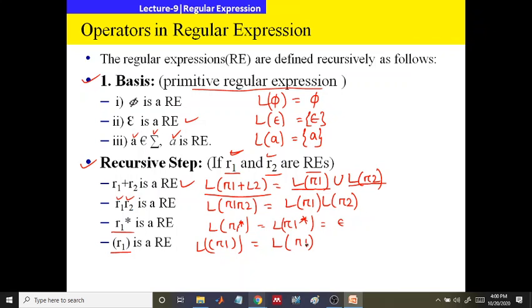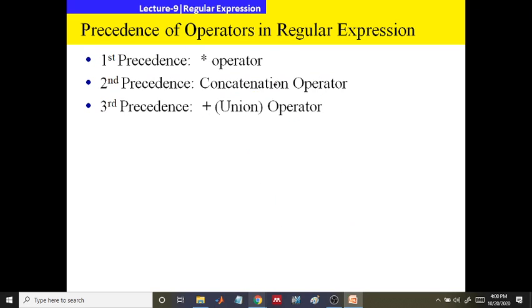So now let me go through the precedence of these operators. First, the star operator is having the highest precedence. Then the concatenation operator is having the second highest precedence. And then the union or plus operator is having the third highest precedence. It means what? Precedence determines the order of evaluation.